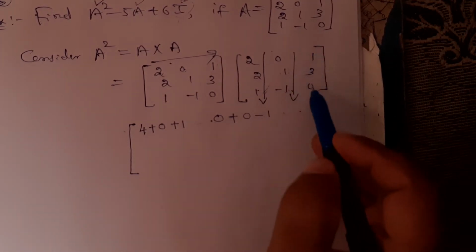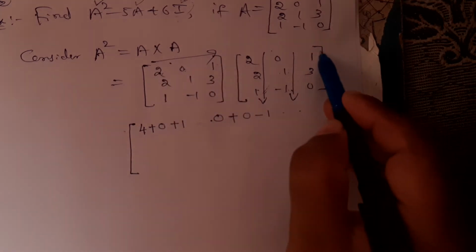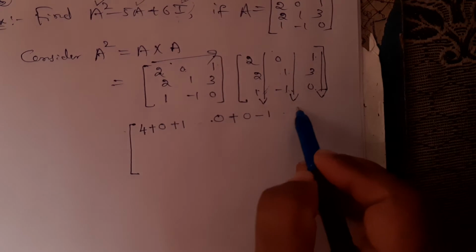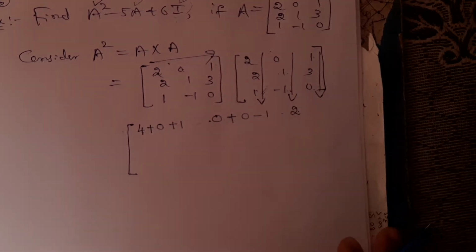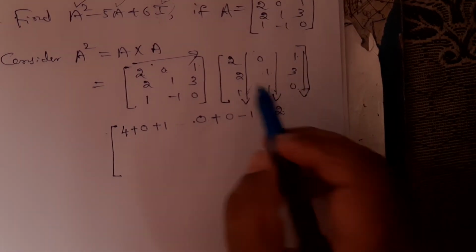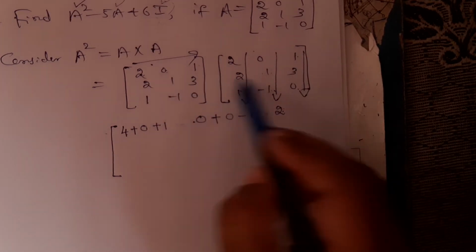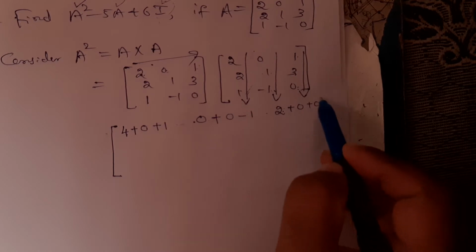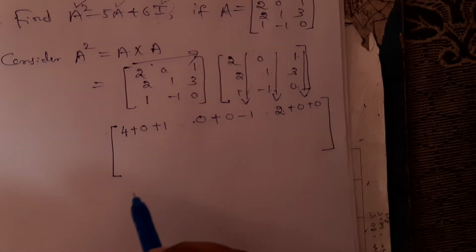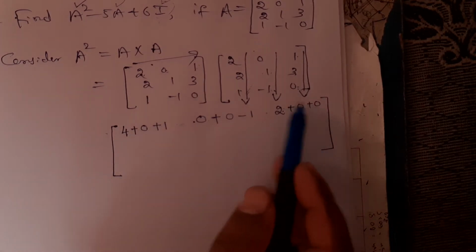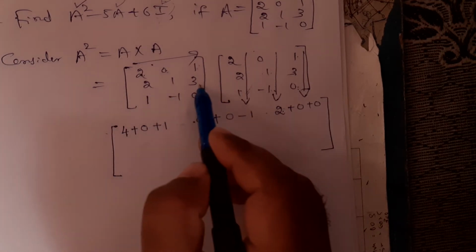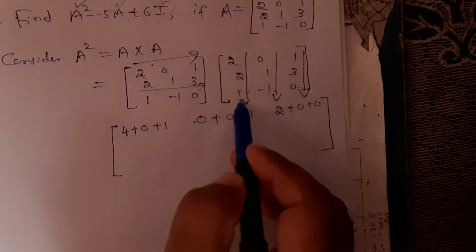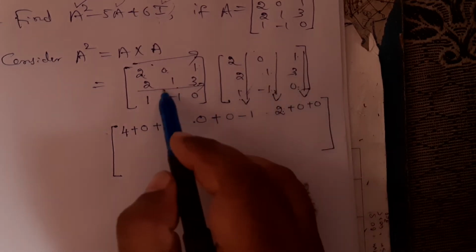Then another column is present. So first row, third column. Then you observe 1 3 0 here. 2 into 1, that is 2. Then 0 into 3, plus that is 0. Then plus 1 into 0, that will be 0. So this ends my first row. I have done it for the first row. Then we have to concentrate on the second row: second row, first column, second row, second column, second row, third column.